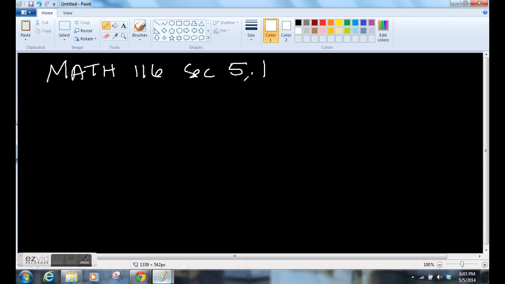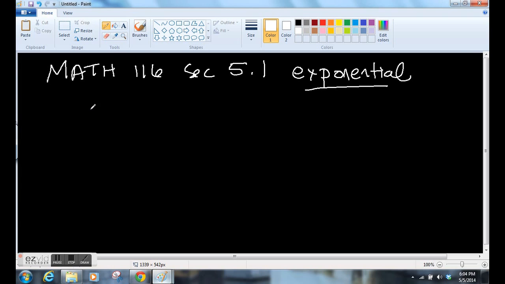Hi guys, this is Math 116 section 5.1, and this section is all about exponents and exponential functions. And I'm amused because I'm thinking you guys must be really happy because you are done with matrices, and the Gauss-Jordan method and the simplex method are both behind you. So this section is a bit of a relief from those two sections.